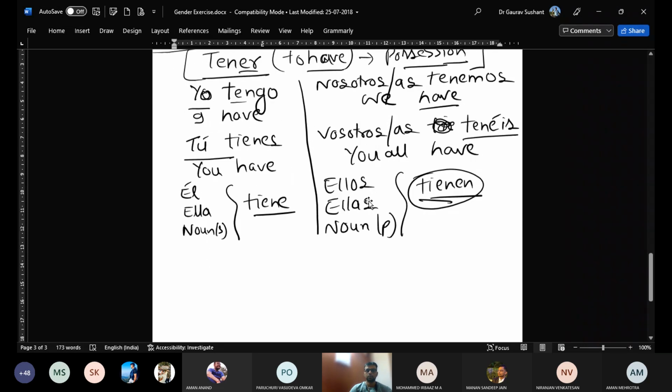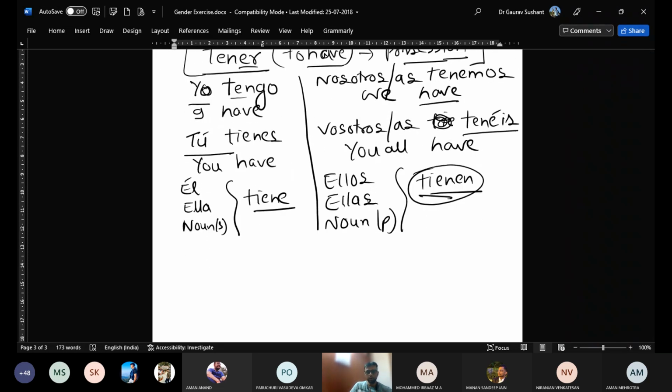Now, as I told you earlier, this tener is only about possession. It is not about any participle form like I have studied, you have played, they have slept. No, it is referring to possession. So you can now frame simple sentences. The structure we are following in Spanish is similar to English: subject, verb, object. This is the rule which we follow.